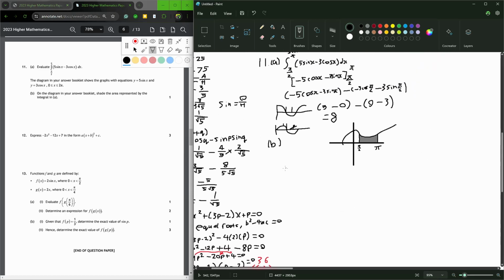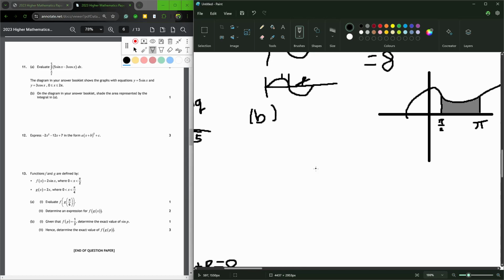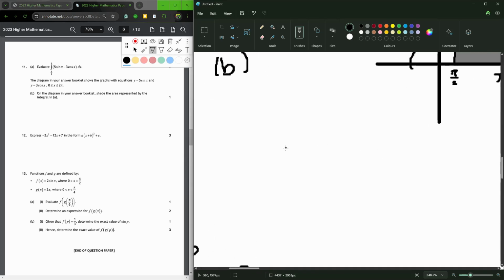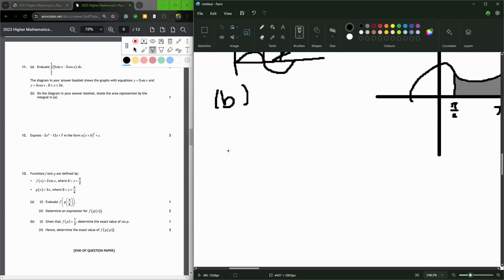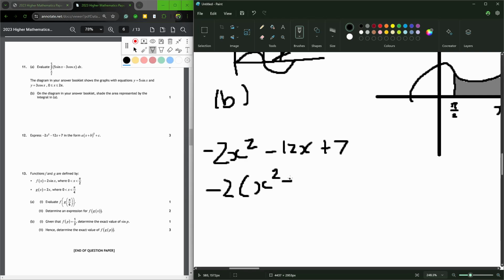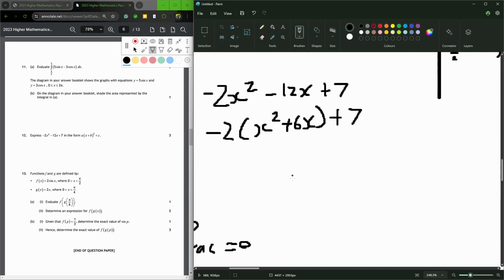Right, second last question. Express minus 2x squared minus 12x plus 7 in the form a(x plus b) squared plus c. So this is just completing the square. So minus 2x squared minus 12x plus 7. What I always do for this one is I want to make the start equation suitable, so I'm going to get rid of the factor of x squared. So I'm going to divide this by minus 2. So we're going to have x squared plus this time 6x plus 7. Okay, remember this minus 2 will come back later.